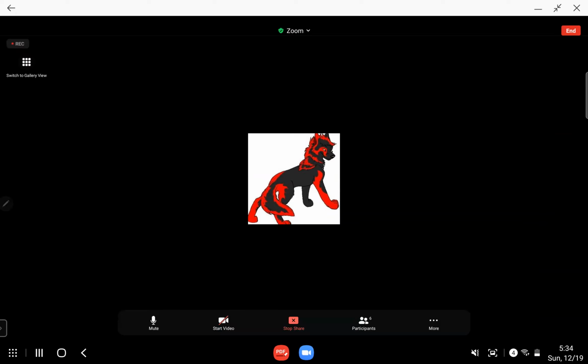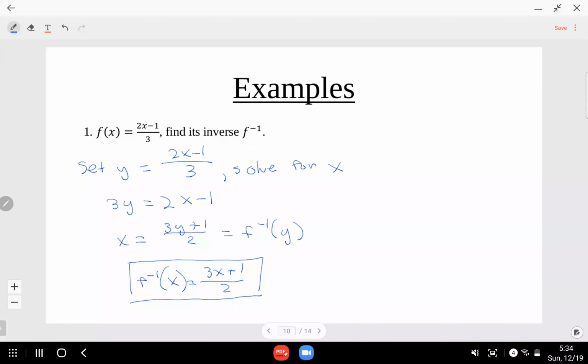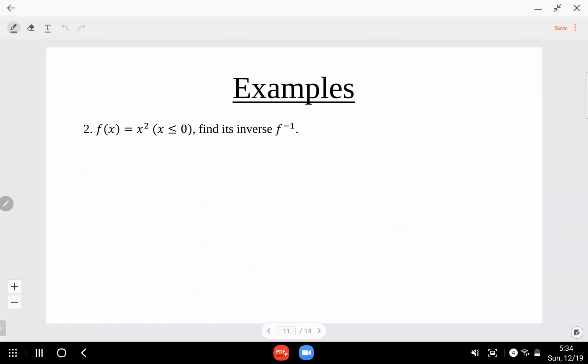If you don't need me to go back to take notes, then I will continue. Okay? So, number 2, f of x is equal to x squared, x is less than or equal to 0. Find its inverse. All right, so I'll give you a few moments to do this.